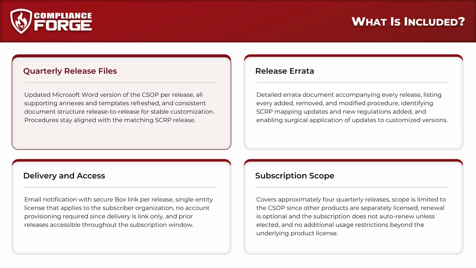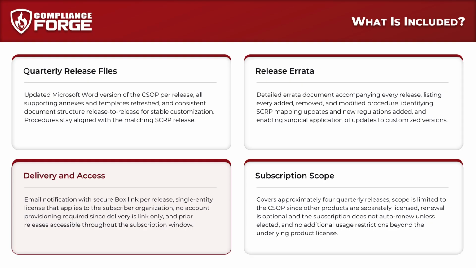The quarterly release files. An updated Microsoft Word version of the CSOP per release, all supporting annexes and templates refreshed, and a consistent document structure release to release for stable customization. The release errata. A detailed errata document accompanies every release, listing every added, removed, and modified procedure, and identifying SCRP mapping updates and new regulations added.